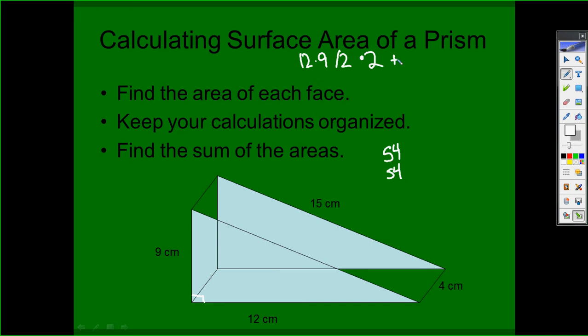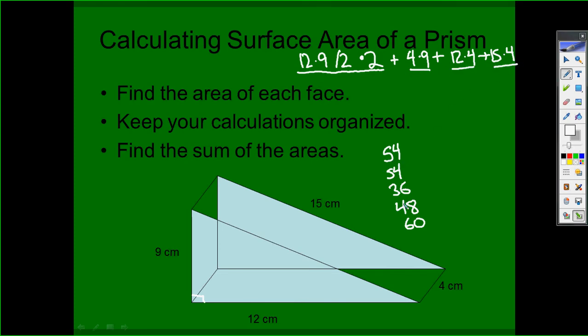And then I'm going to add to this, but I did all that in one step here. This back side, 4 by 9, 4 times 9, which is 36. And then I'm going to do the bottom, which is 12 times 4, which is 48. And I'm going to do this rectangle that goes across the top here, which would be 15 times 4, which would be 60. Now, one triangle, two triangles, plus the end, plus the bottom, plus the top.